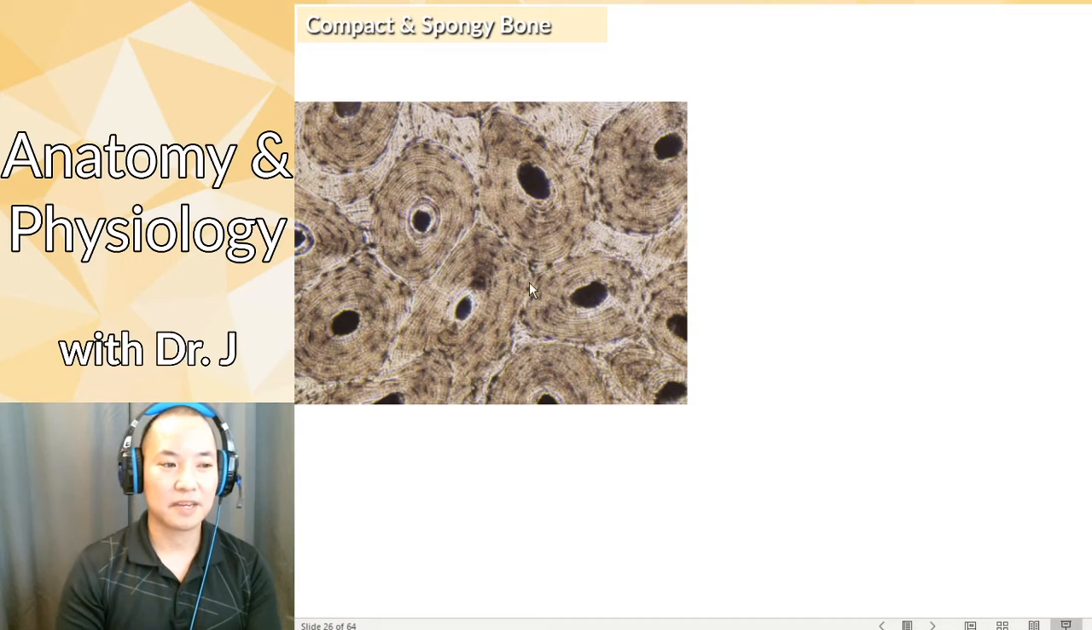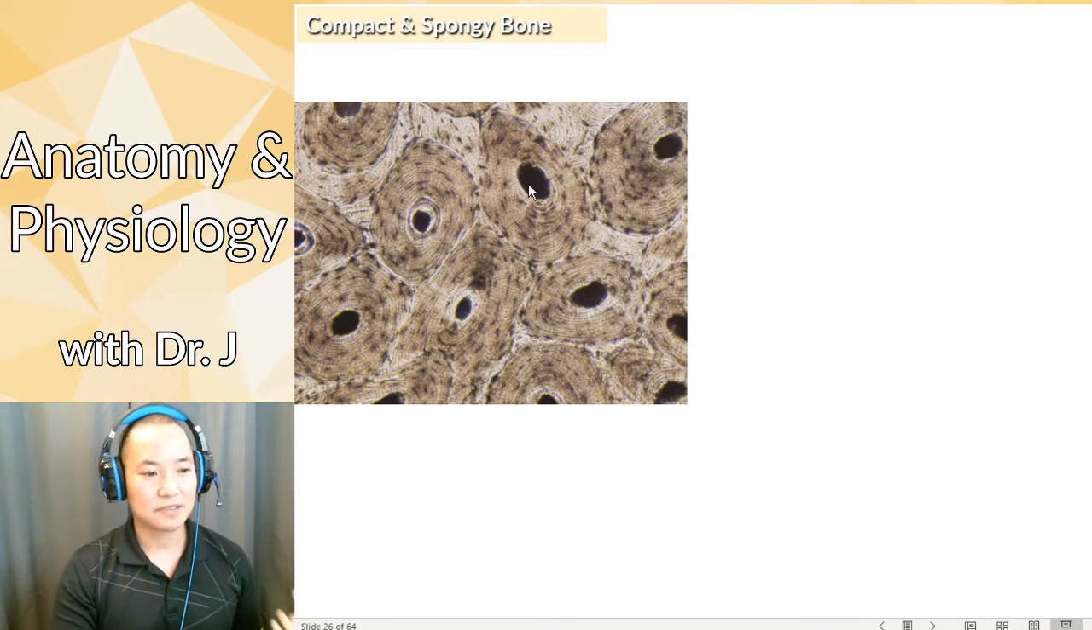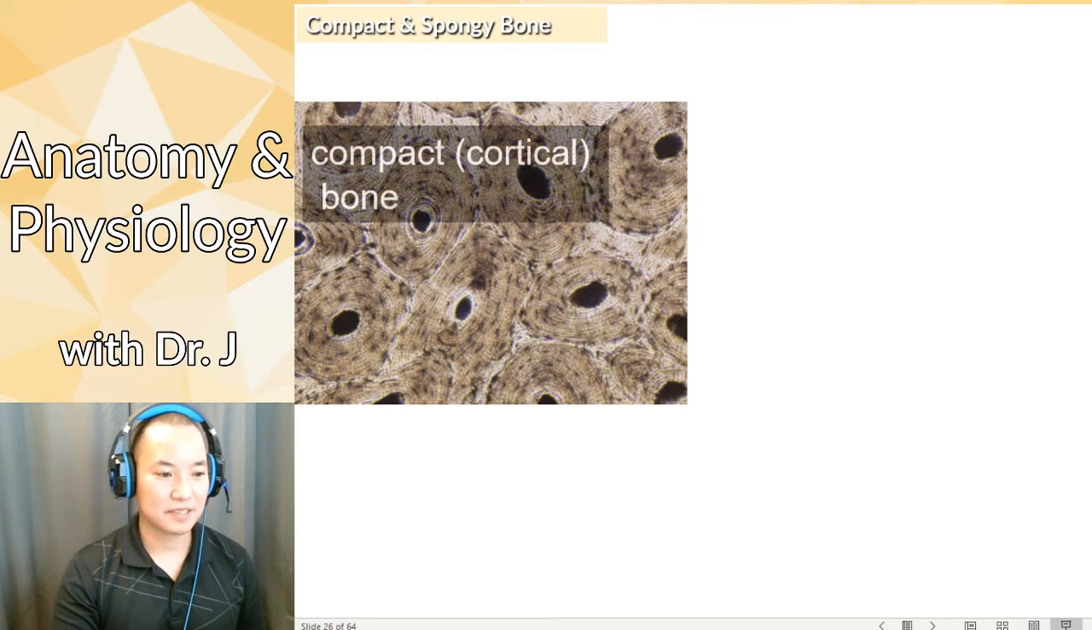All right, so this is what compact bone looks like at the microscopic level. As you can see here, you have all these holes, and these are where blood vessels and nerves would run through. You also have all these small pockets, and these are where the osteocytes would hang out. All the blood would supply these osteocytes, and what you can't really see at this magnification is that there are all these small tubes and ridges that actually allow blood and other nutrients to diffuse from the blood and reach these osteocytes as well. This is what we call compact or cortical bone.